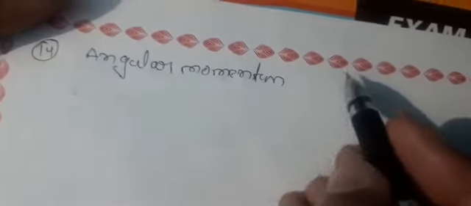The physical quantity is angular momentum. It is represented by the symbol L. What is the SI unit of angular momentum? The SI unit of angular momentum is kg meter square second inverse.